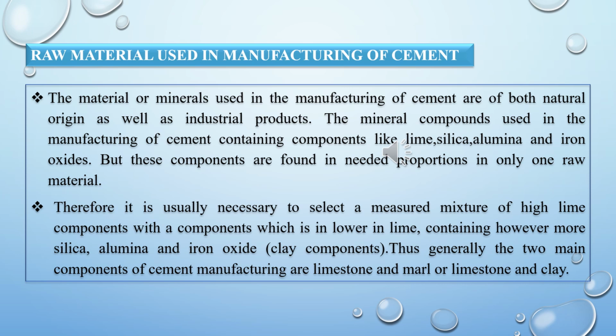Now, the next point is, therefore, it is usually necessary to select a major mixture of high lime component with the components which are lower in lime content, however, more silica, alumina, and iron oxide. Thus, generally, the two main components of cement manufacturing are limestone and marl, or limestone and clay. Students, if you understand the first point, then you will understand the second point.